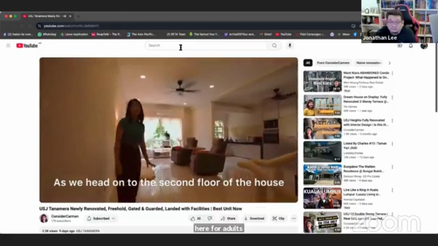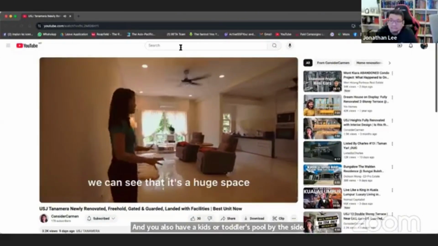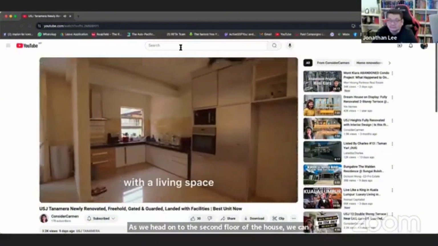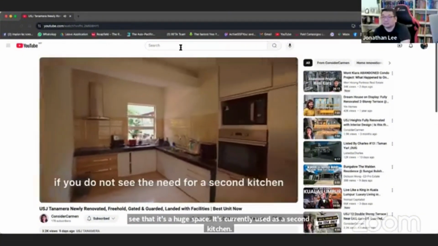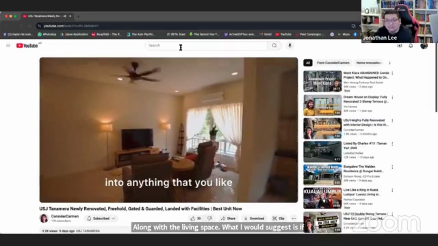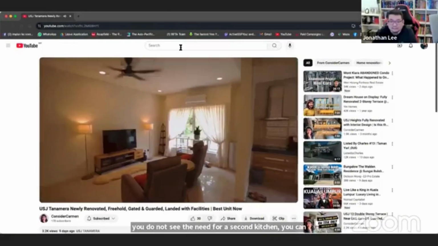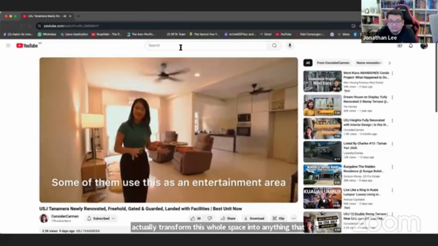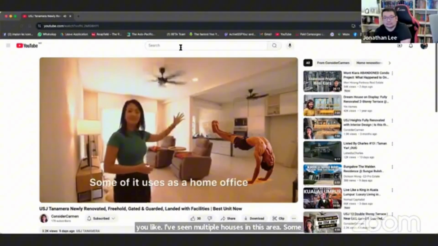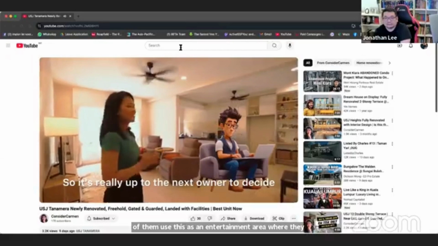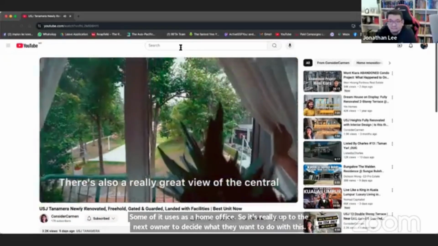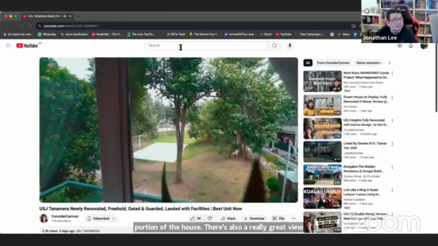As we head on to the second floor of the house, we can see that it's a huge space. It's currently used as a second kitchen along with a living space. What I would suggest is if you do not see the need for a second kitchen, you can actually transform this whole space into anything that you like. I've seen multiple houses in this area. Some of them use this as an entertainment area where they would have a snooker table, they could have a yoga room, some of it uses it as a home office. So it's really up to the next owner to decide what they want to do with this portion of the house. There's also a really great view of the Central Park for this portion of the house.